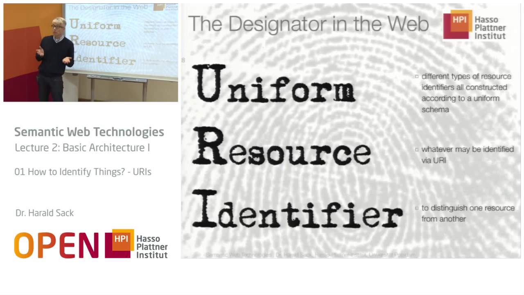Uniform means we can identify different types of resources, and we have an identifier for that that is constructed according to a uniform schema. And it means we can identify almost anything. Any resource we can think of can be identified via a uniform resource identifier. And of course, this identifier must be suited to distinguish one resource from another in a unique way.